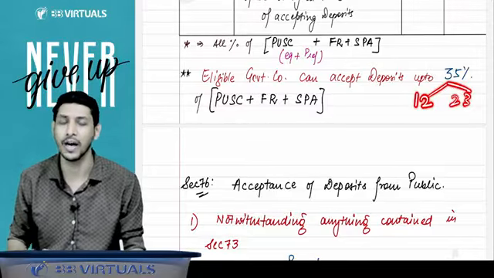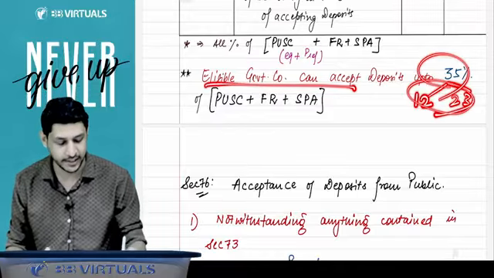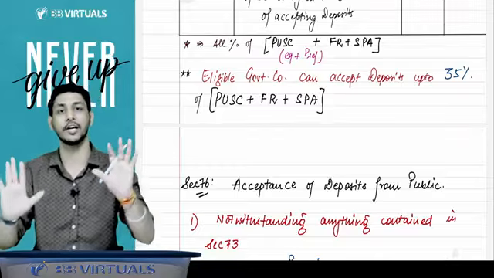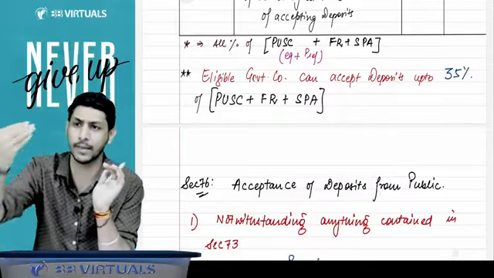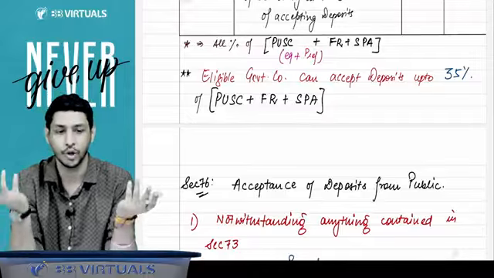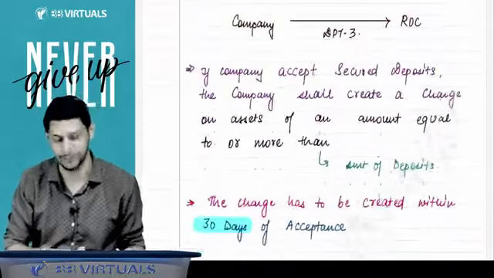Now you will say no. The answer is yes. You can accept like this, because for the government company they have given a single limit, that is, maximum government companies can accept 35%. Now if you want to accept from members 15% and from public 20%, you can do it. For government companies the maximum limit is 35%.